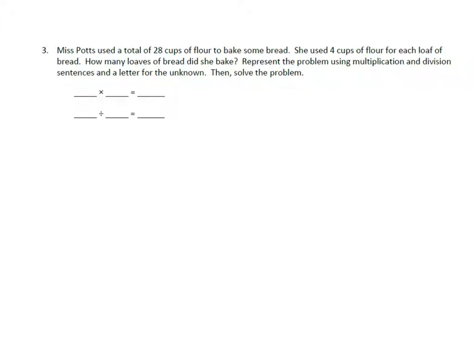Let's take a look at number 3. It says Miss Potts used a total of 28 cups of flour to bake some bread. She used 4 cups of flour for each loaf of bread. How many loaves of bread did she bake? Represent the problem using multiplication and division sentences and a letter for the unknown. Then solve the problem. So, I'm going to use a tape diagram to help me solve this one.